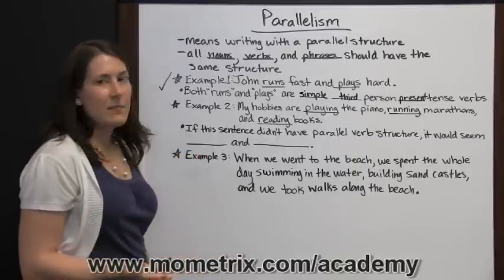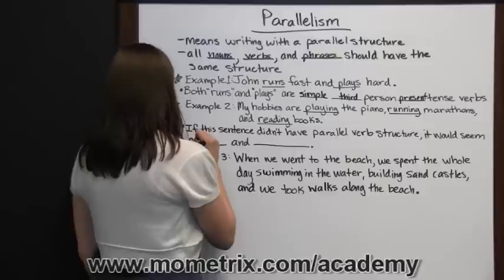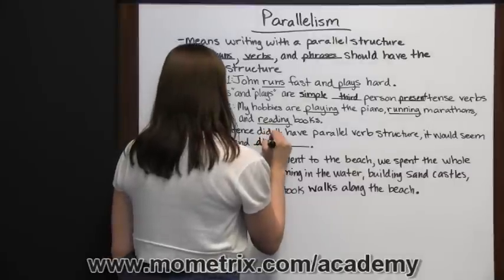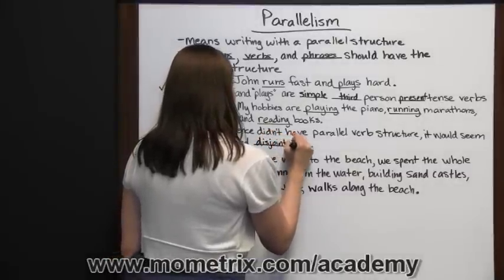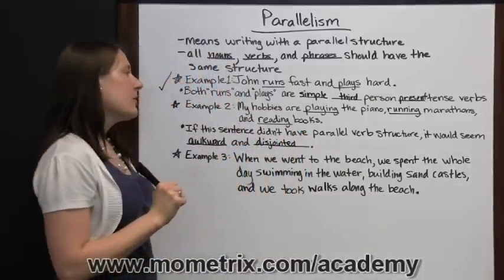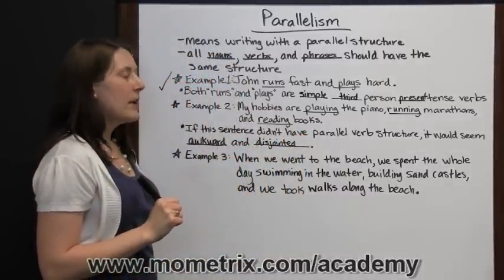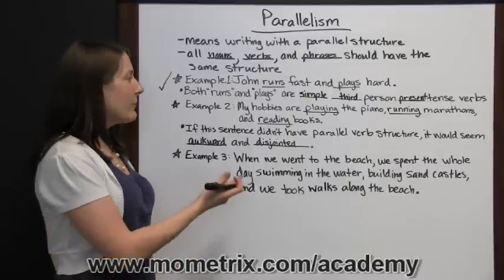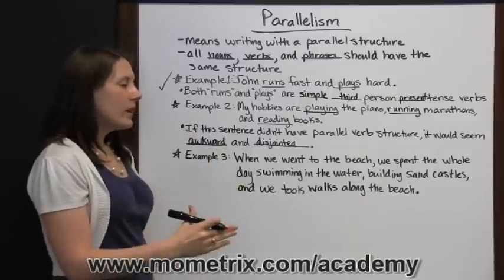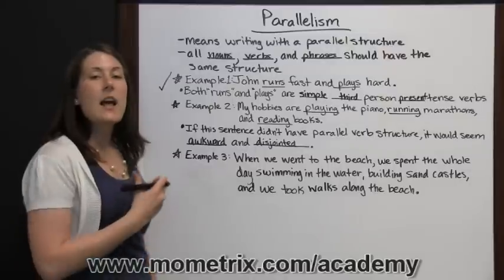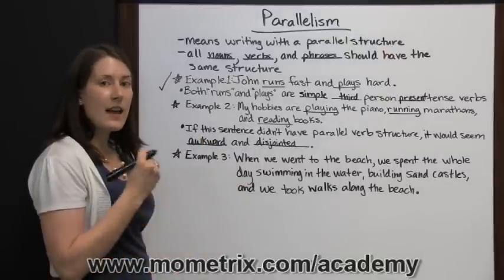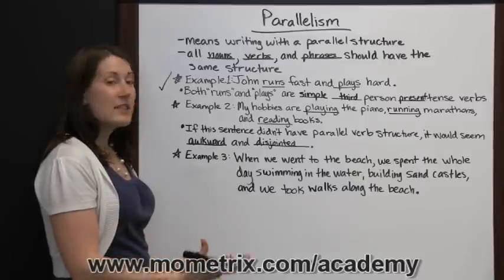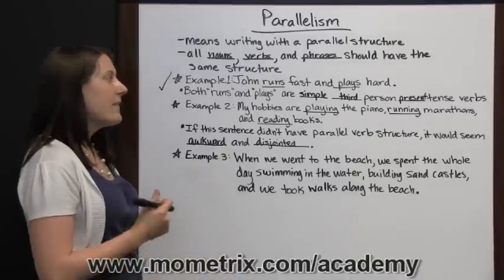If this sentence didn't have parallel verb structure, it would seem awkward and disjointed. Think about it. If it said, my hobbies are playing the piano, run marathons, and read books, it wouldn't make sense because you've got one with ing, one that's present tense, and one that's past tense. They all have to agree. They all have to have the same structure. They need to be the same tense. They need to have the same suffix, or all not have a suffix.